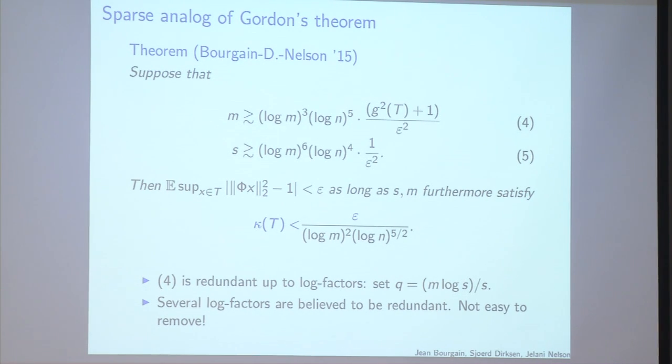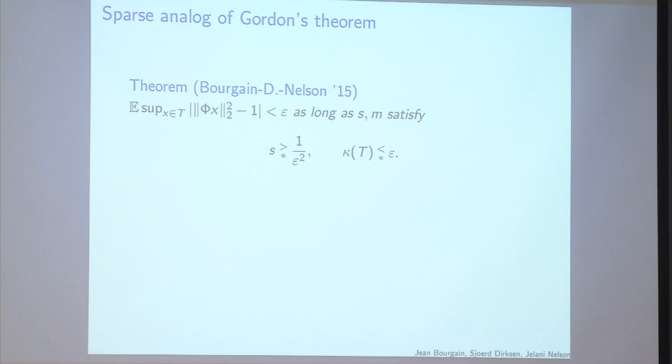But for now, I'm simply going to introduce some new notation to clean this all up. So I'm going to introduce this inequality with a star under it if I want to hide any number of log factors. Okay, and then I can rephrase our result as follows. The expected restricted isometry constant of this sparse JL transform is less than epsilon, as long as these two conditions hold.